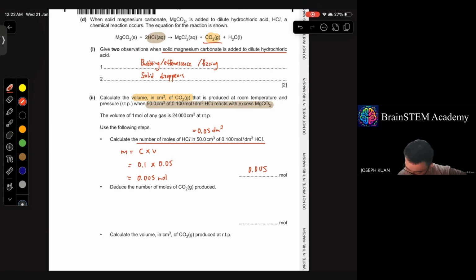Then second step, we have to find out the number of moles of CO2. So what we can do is just use the equation. The equation says that 2 hydrochloric acid will make 1 CO2. Therefore, if I use 0.005, it will make half of it, so 0.0025.